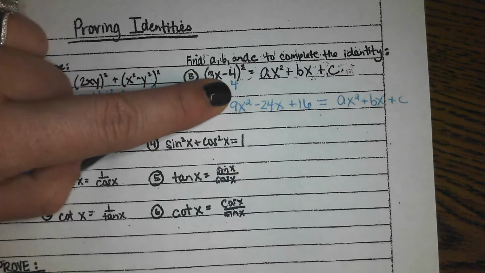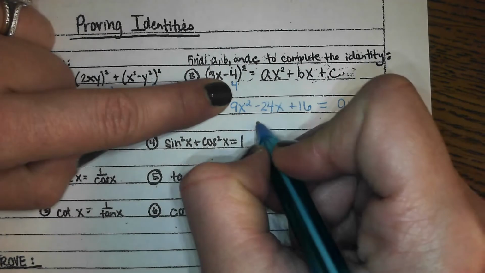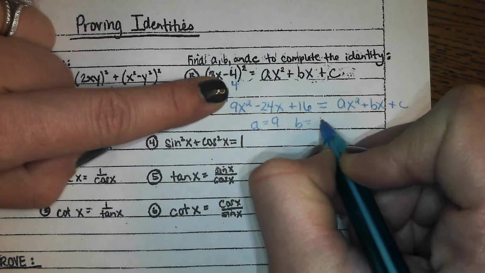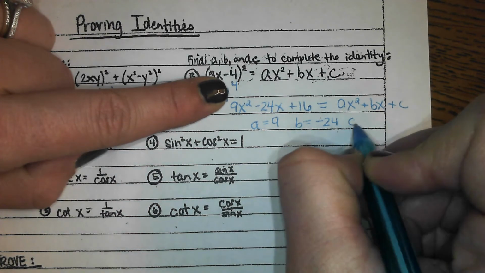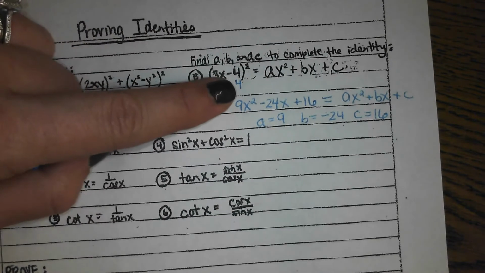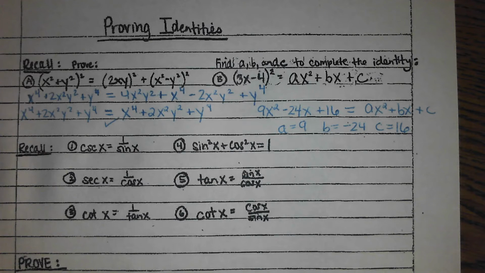But they say, what would A need to be in order for this to be an identity? So we'll answer the question. A has to be 9, B has to be negative 24, and C has to be 16. So a different way of asking about an identity, but a similar concept. Okay?